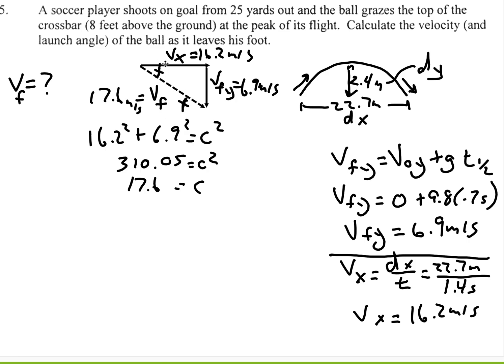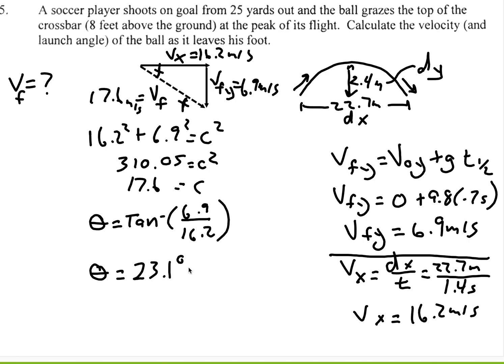The only part I'm missing now, so that it can be velocity, is the angle. We could use any trig function. We keep using tangent, so let's just do that again. If I want to find the angle, I do the inverse tan of the opposite side over the adjacent side, so that would be 6.9 over 16.2. That'll give me the angle. I got it to be 23.1.